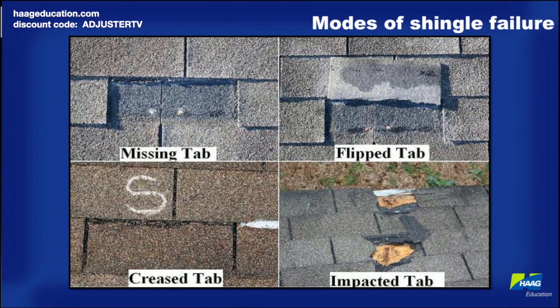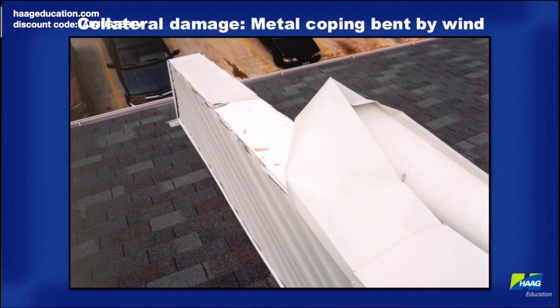And then on the bottom right, that is just impact damage. Maybe it's a tree limb that came down. So different modes of failure.